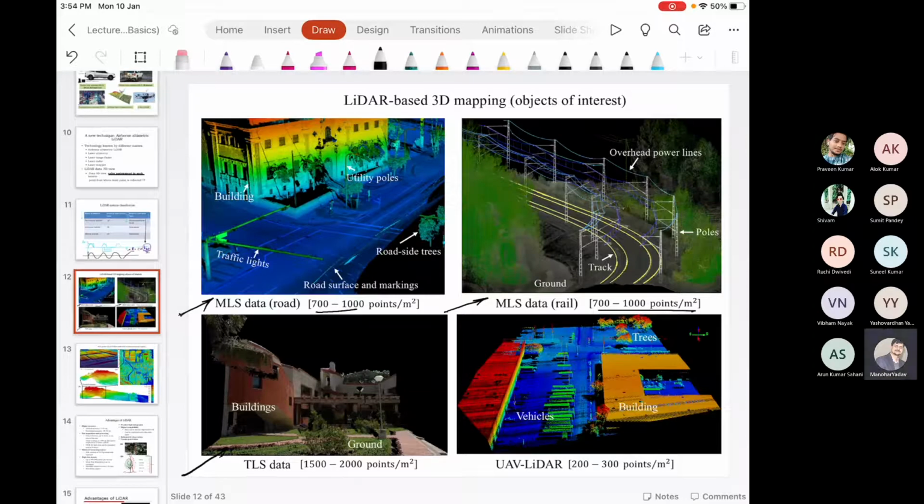So first we are considering the ground-based systems. We have the mobile LiDAR system that is operated through road or rail, and we have a LiDAR system operated through a tripod. TLS is the acronym for terrestrial laser scanner. In this case, we have a point density more than this. The reason is that here we use a 3D laser scanner. In the other case, we use a 2D laser scanner. You'll see the difference later on. Okay, so 2D laser scanner and 3D laser scanner.